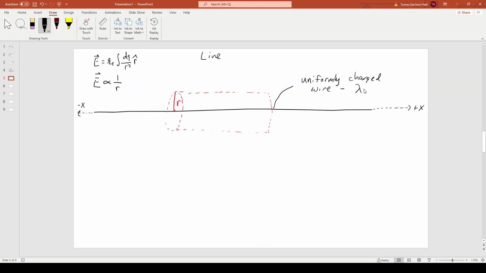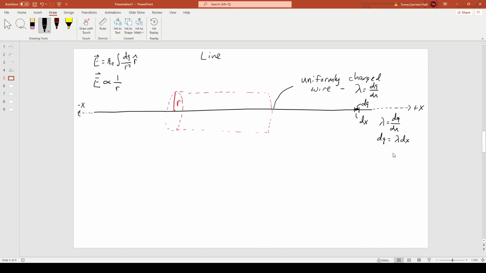Now remember that lambda is equal to dq over dx. So if I look at some chunk of my wire with width dx, and it contains charge dq, then lambda is equal to dq over dx, and therefore dq is equal to lambda dx.